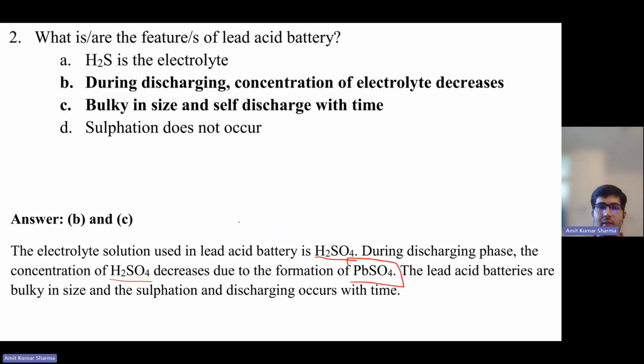So during discharging, due to the chemical reactions, the concentration of H2SO4 decreases and PbSO4 is formed. So the electrochemical reactions are there. The lead acid batteries are bulky in size, and sulfation and self-discharge occur with time. So now let's see the options. Option A is H2S is the electrolyte. It is wrong. Why? Because we know the electrolyte is H2SO4.